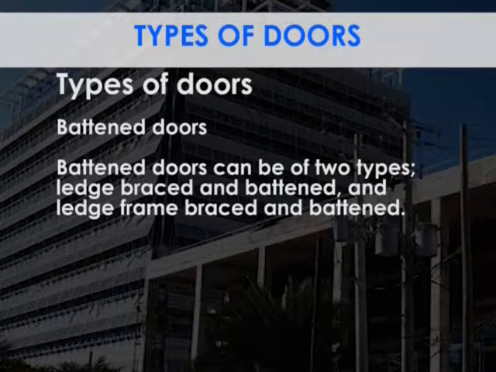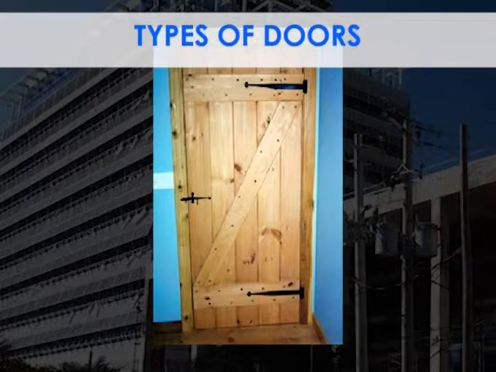Battened doors. Battened doors can be of two types, ledge braced and battened, and ledge frame braced and battened. These are the simplest forms of doors and are normally used on informal structures such as barns and sheds.